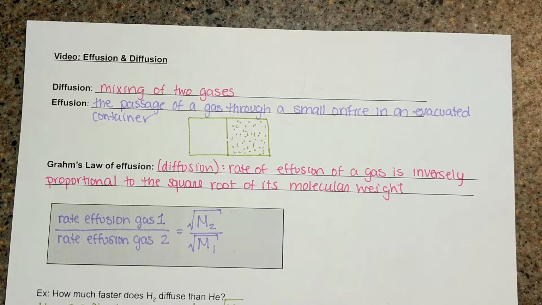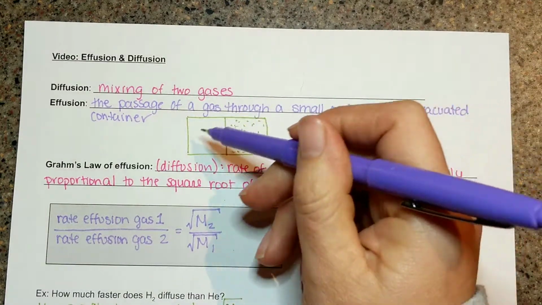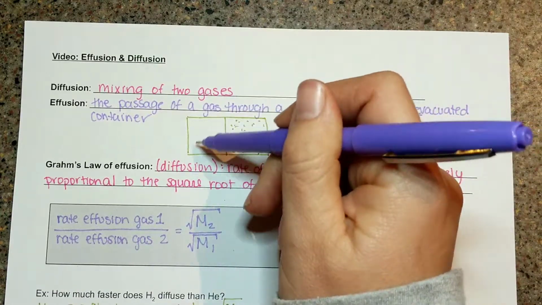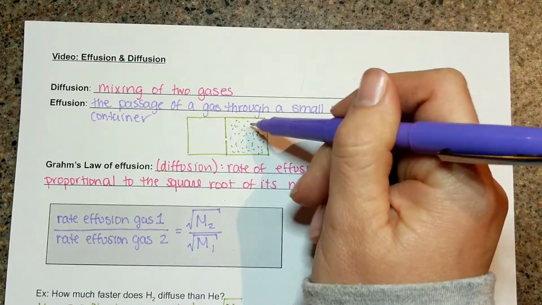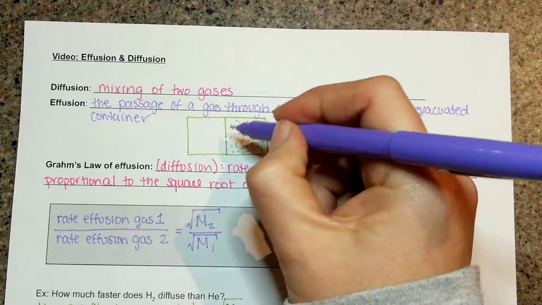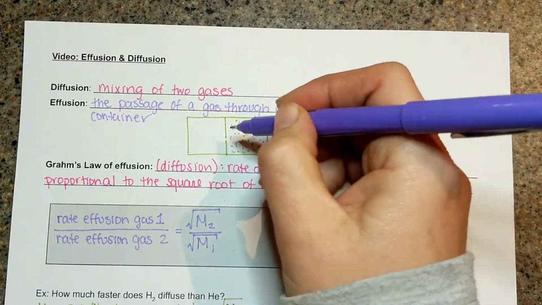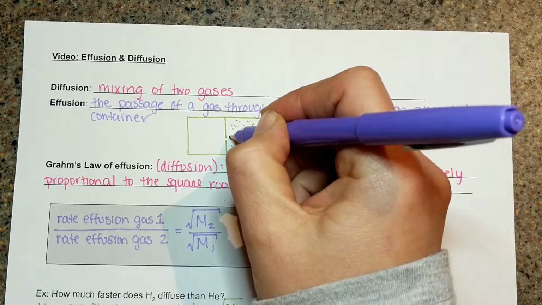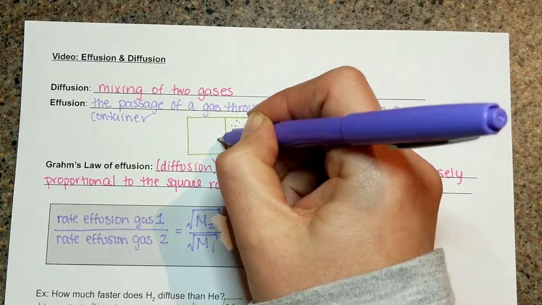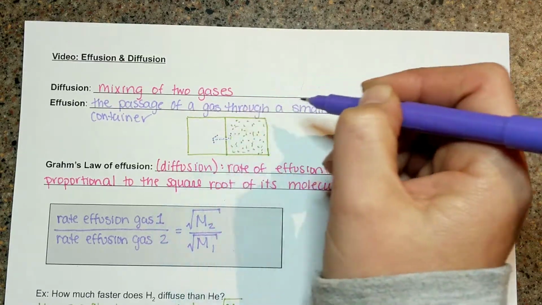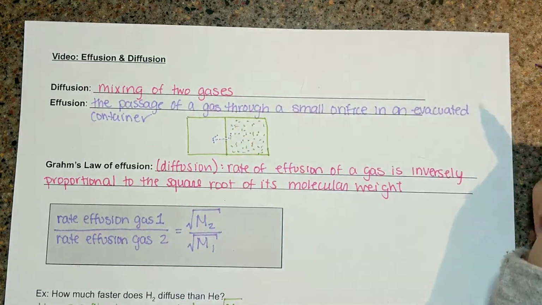So here I have a container that's split in half. This side is evacuated and this side has gas with the particles inside. And there's this little slit right here. Effusion is these gas particles coming through the slit into the new container, or the evacuated side.